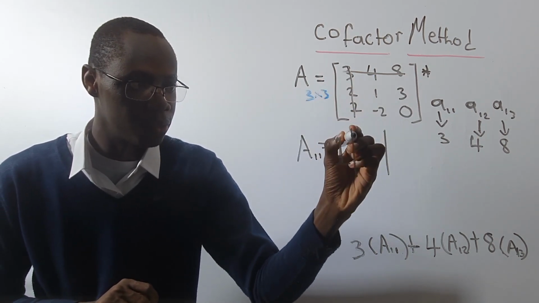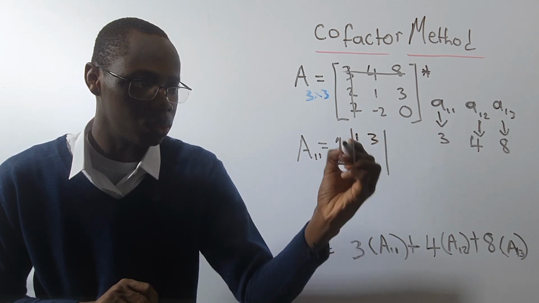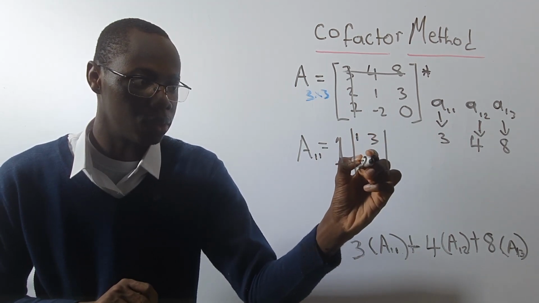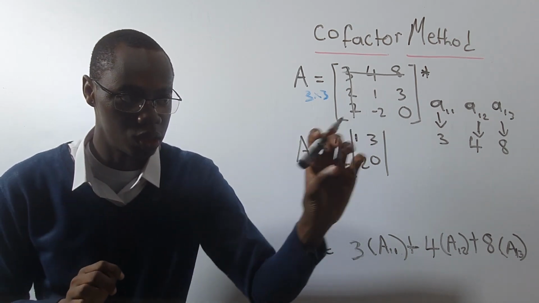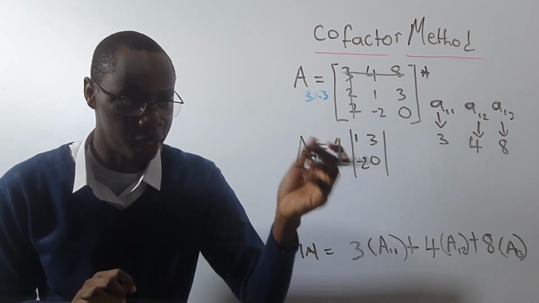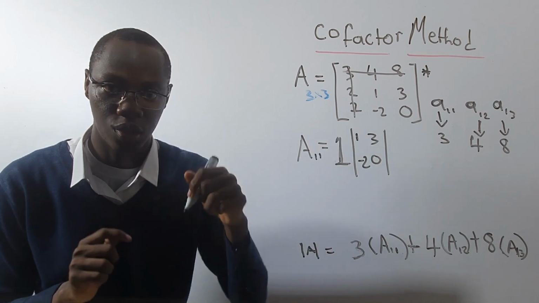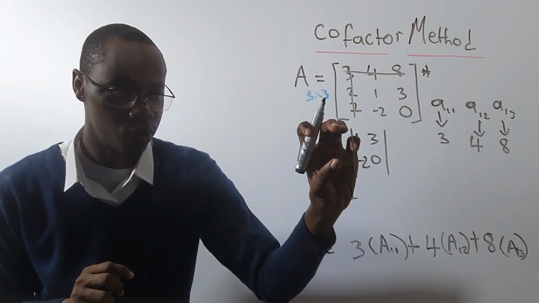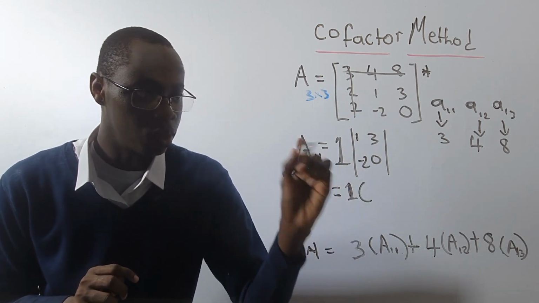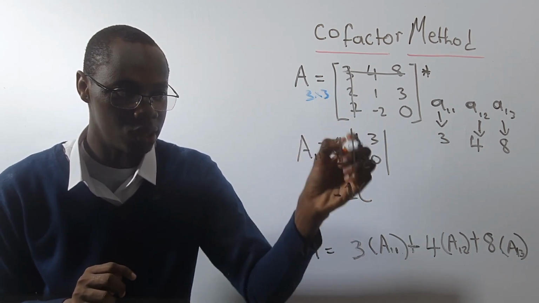1 3 minus 2 and 0. 1 3 minus 2. So all we need to do now is, if you remember the shortcut method of finding the 2 by 2, let's apply that method here.